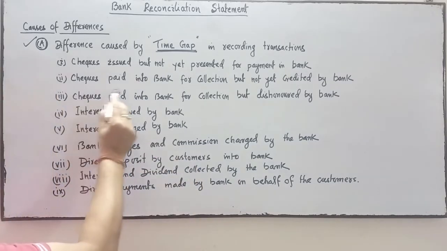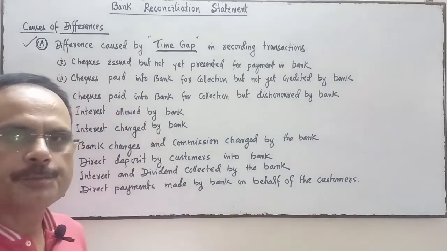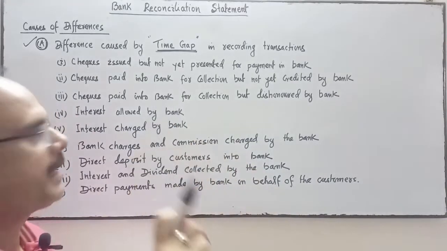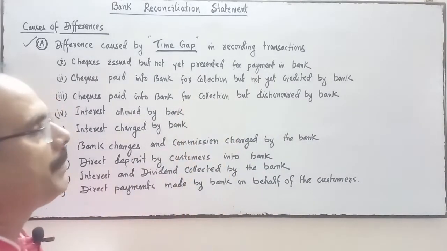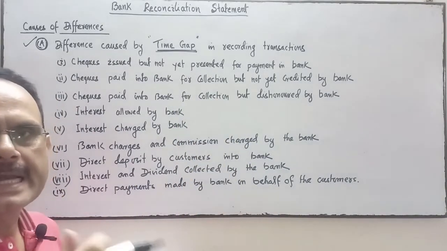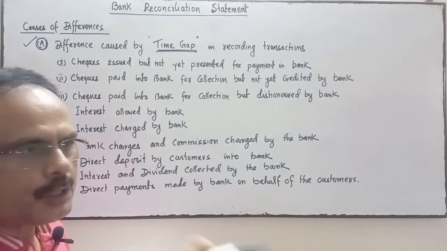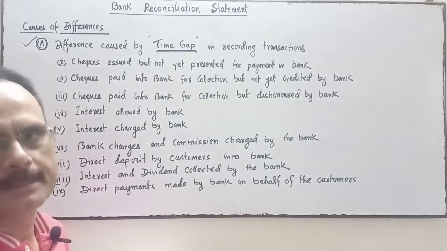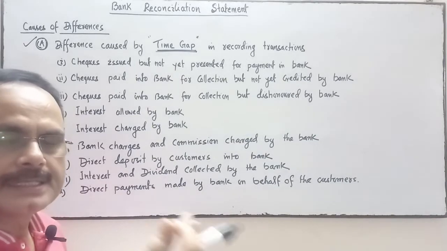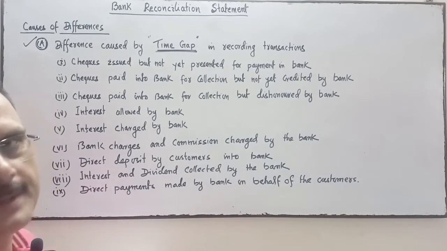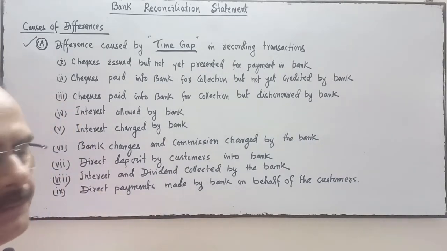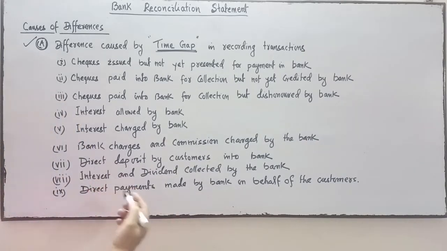Second one is a check paid into bank. Paid into bank means deposited into bank. The check is deposited into the bank for collection but not yet credited by the bank. The bank has not credited that amount in the passbook. It means the bank has not collected the amount of the check. That's why it is not credited in the passbook. So this may be the reason for the difference.